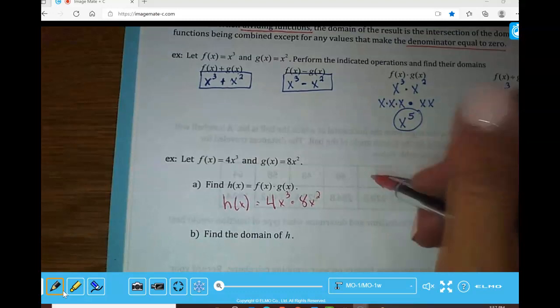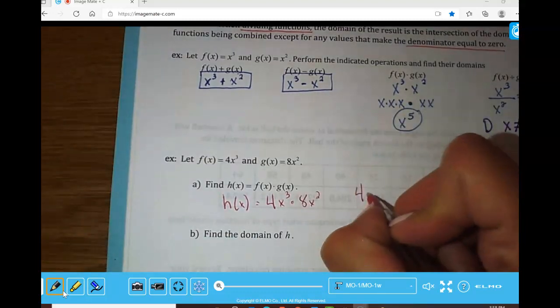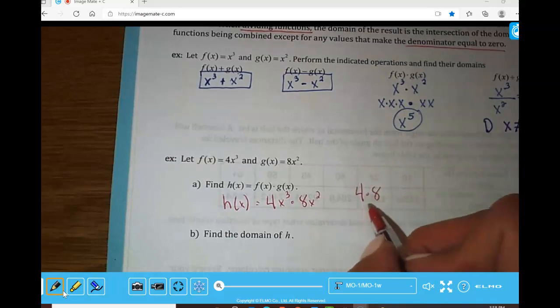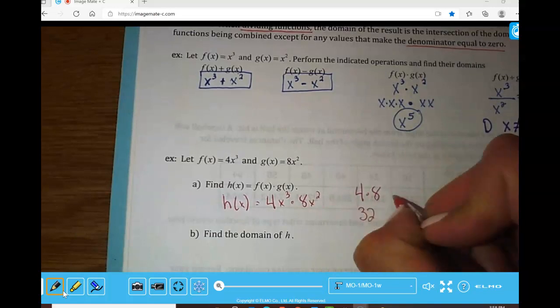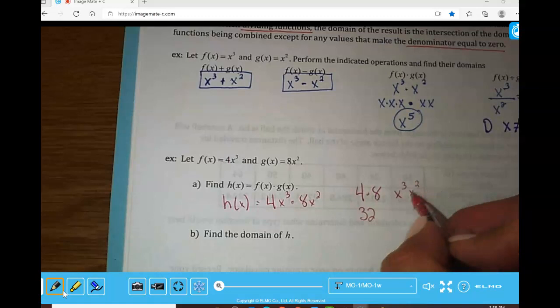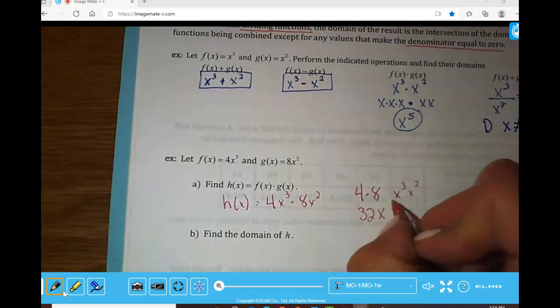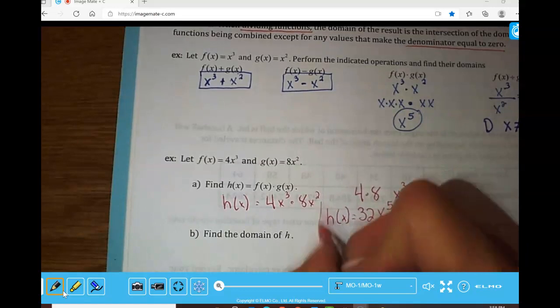And so what I like to do is just kind of separate this out. Like I'll multiply my, these are called the coefficients. I'm going to put my 4 and 8 together for 32, and I'm going to combine my x's together, and there's 3 x's multiplying and 2 more x's multiplying, so that's a total of 5 x's. And now I have my new function called h of x.